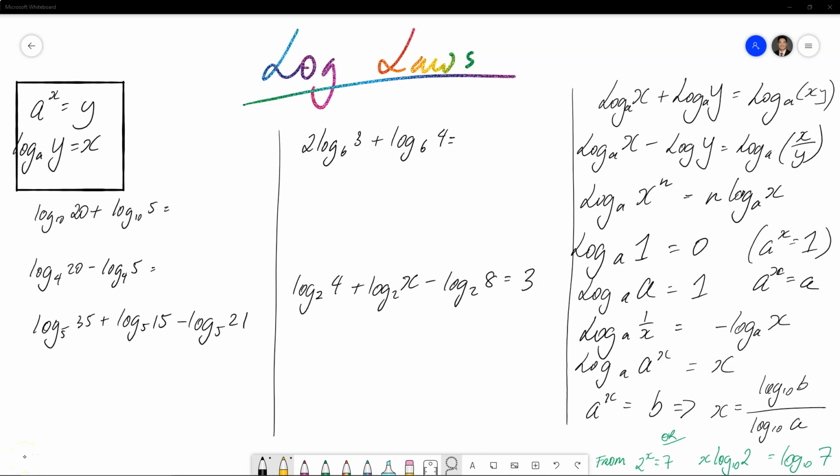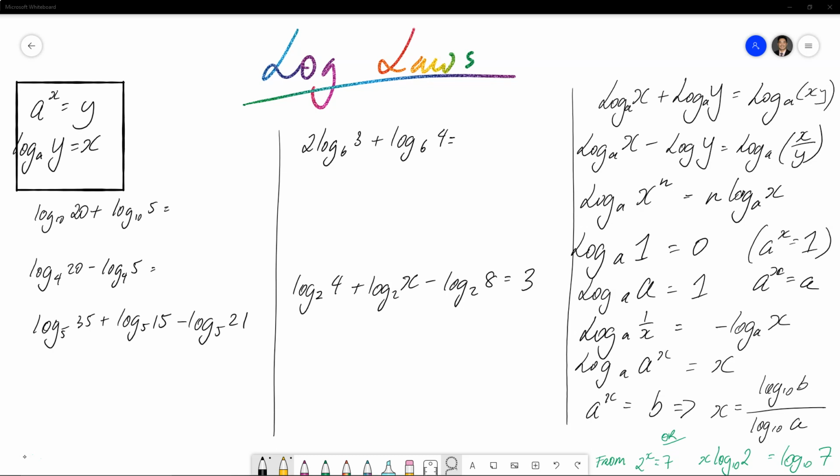Hey guys, welcome to this video, and we're just going to continue with our log laws. Last time we looked at just a basic introduction to logarithms, and so we're just going to continue that series and looking at this whole range of log laws, looking on the right hand side. I want you to really, I guess, make connections with your index laws.